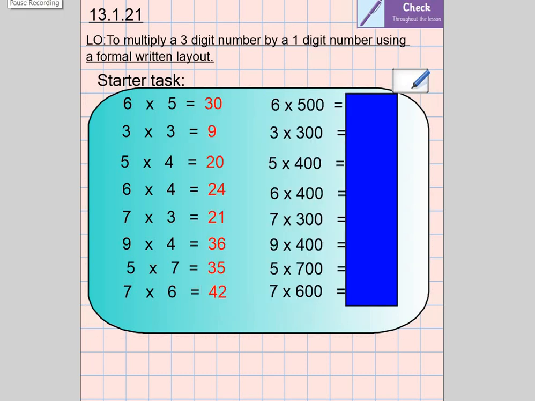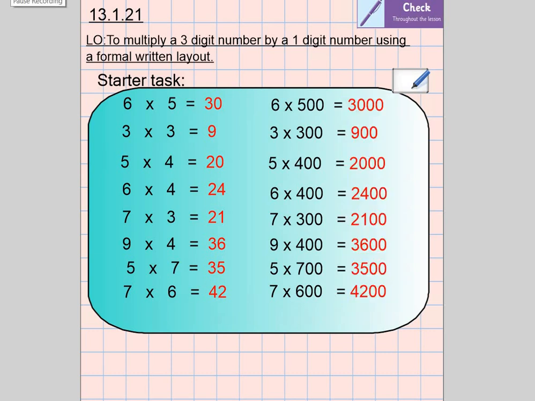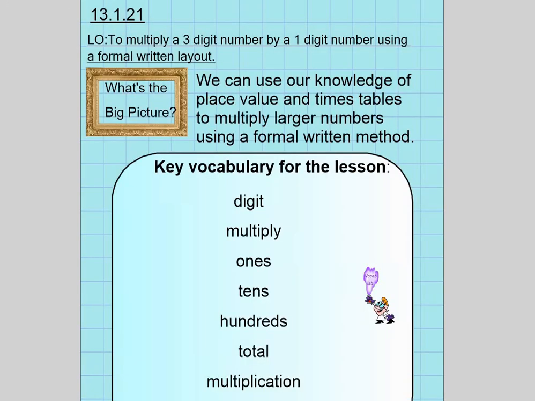Now can you use those calculation answers to work out the next set of calculations? You can see that it is 100 times bigger, so use 6 times 5 to work out 6 times 500. Jot it down and then come back for the answers. Have a look and mark your work. How did you get on? You're going to need this today, so well done.